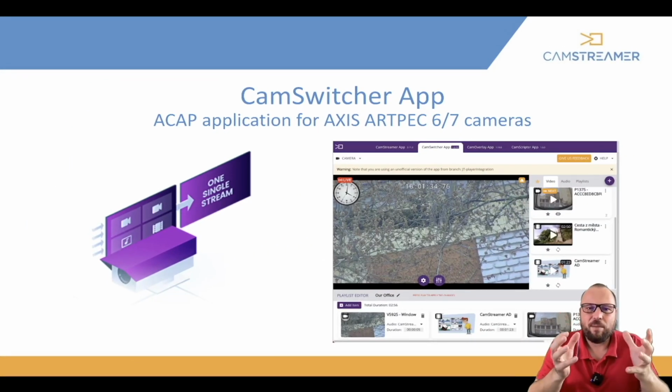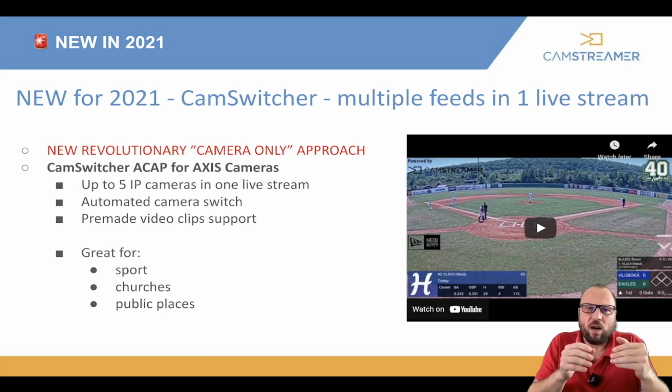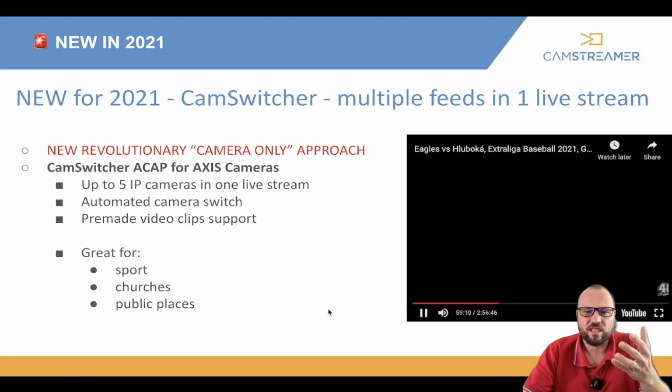There's a new app in our portfolio, and it's the CamSwitcher app. CamSwitcher is the new ACAP in-camera application for Axis cameras with ARTPEC 6 and 7 chipset. The beauty of the app is that you can easily install it on one camera in your network and then grab a feed from up to 4 other cameras or play pre-recorded clips from the SD card. And you can change the cameras on the fly. You can start playing the clips on the fly, as we can see here in the demo.